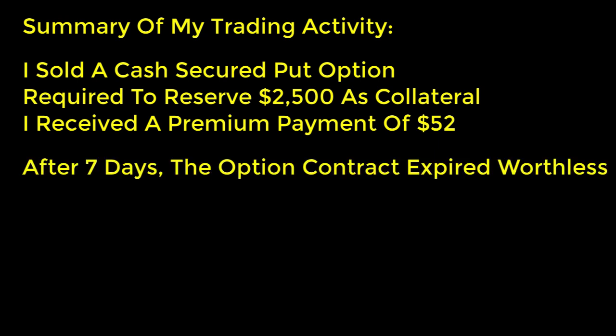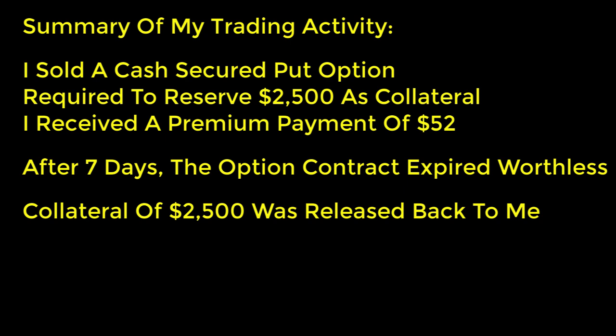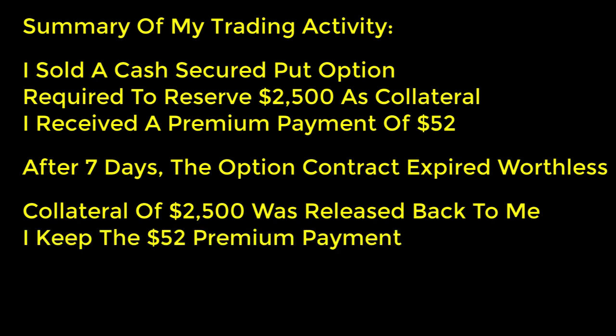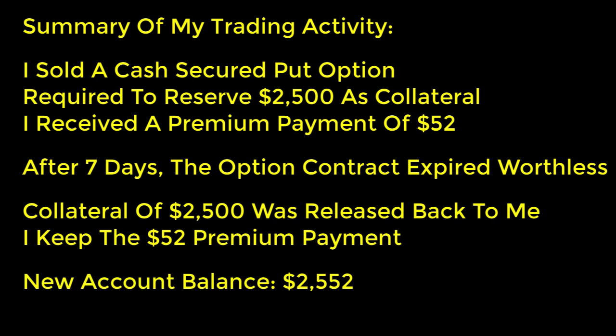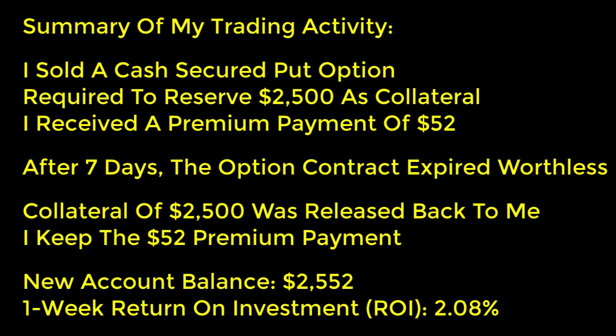Now after 7 days, the market price finished above my strike price, which meant that the option contract expired worthless. And as a result, all of my collateral, that full $2,500, was released back to me and placed back into my account so I could use it for other trades or withdraw it or whatever I wanted to do with it. Plus, I also kept the $52 premium payment that I received. So my new account balance is $2,552. And for this 1 week trade, my return on my investment was 2.08%.